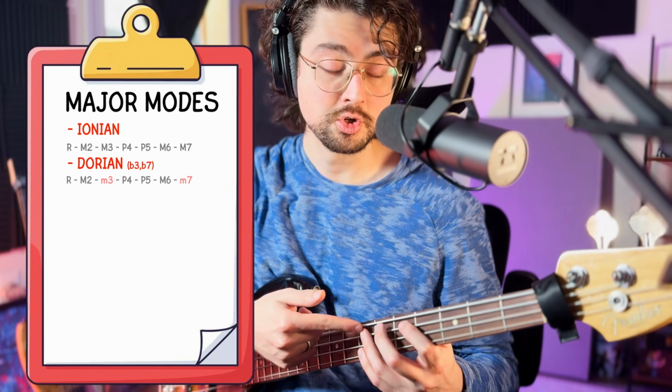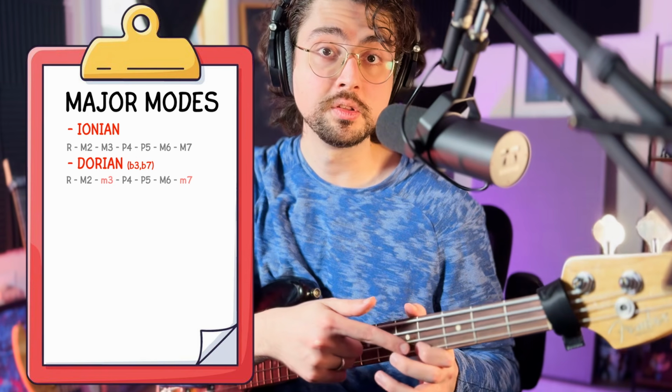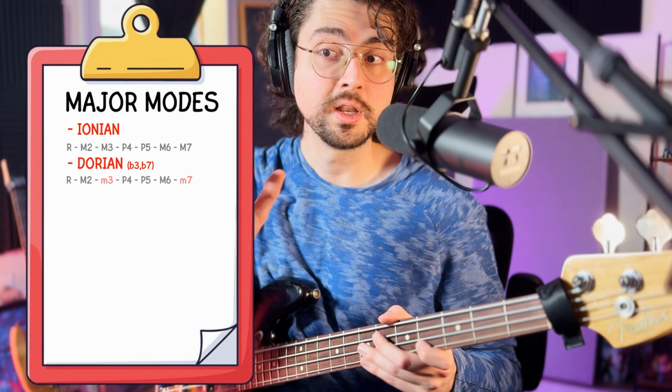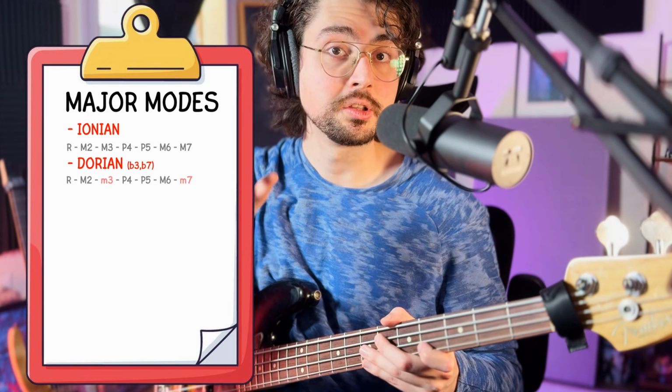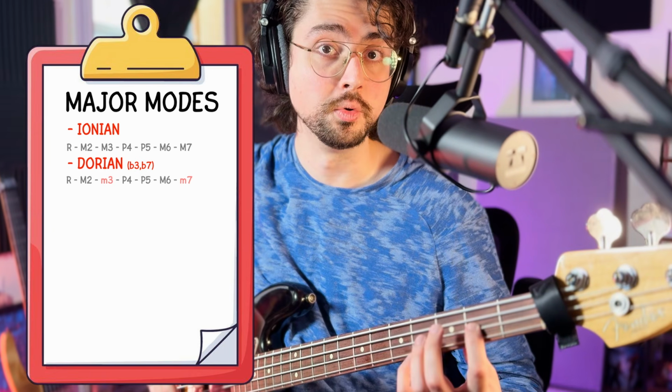So we still have a major 2, we still have a perfect 4, we still have a perfect 5, and we still have a major 6. So what happened is our 3 and our 7 became minor now. And that's the Dorian. It's just a flat 3 and a flat 7. Now let's start the C major scale from the third note, the E.